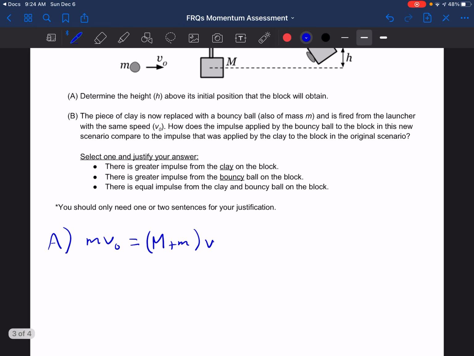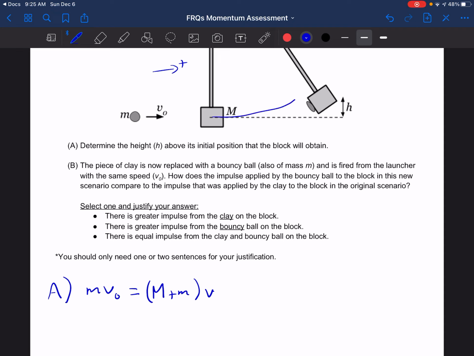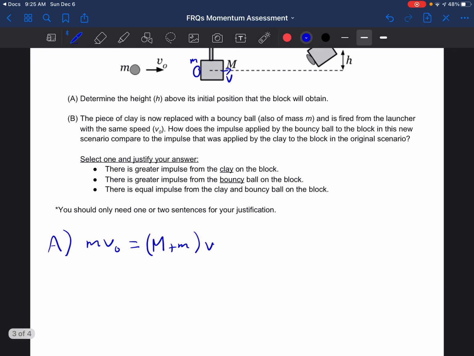And then after that, energy is conserved during the upswing. So the kinetic energy of the squished clay and mass moving together at this new speed v, which is going to be slower than v naught actually, that kinetic energy is converted into gravitational potential energy. So I could say something like 1/2 (m plus M) v naught squared is converted into gravitational potential energy. Something like that. And we want to solve for h.